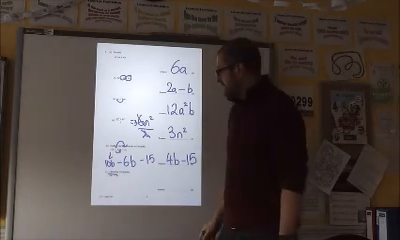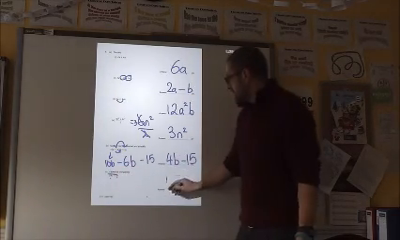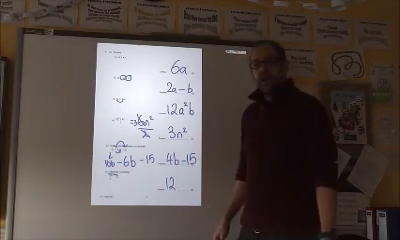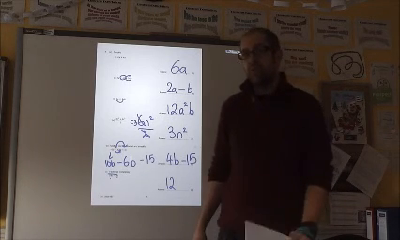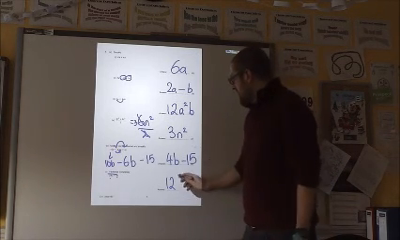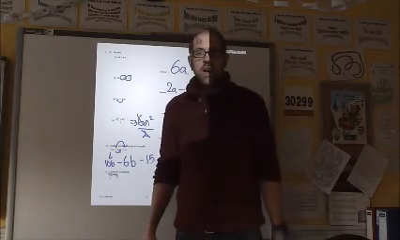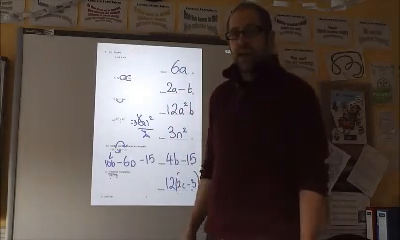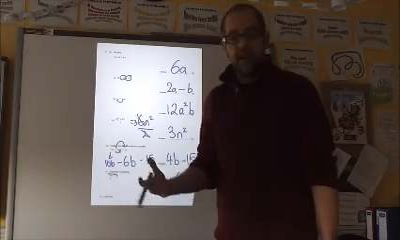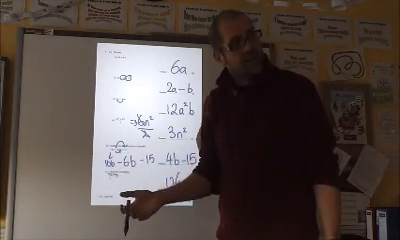Factorise is bracketise. The largest number that goes into 24 and 36 is 12. They're both in the 12 times table, which leaves you with 2c minus 3 as your left-hand side brackets. So factorise is bracketise. Take out the largest factor.